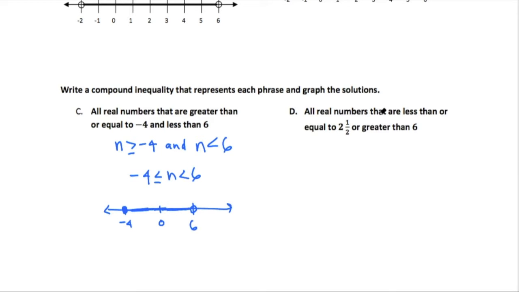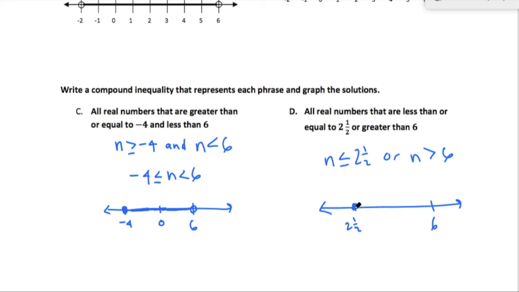For part D, all real numbers that are less than or equal to 2.5. So n is less than or equal to 2.5. Or n is greater than 6. Okay, can't conjoin those, so we're just going to go to our number line here. So I'm going to put 2.5 here, 6 here. So it's got to be less than or equal to 2.5, so a closed circle there, and we're going to go to the left, and an open circle here, and to the right.